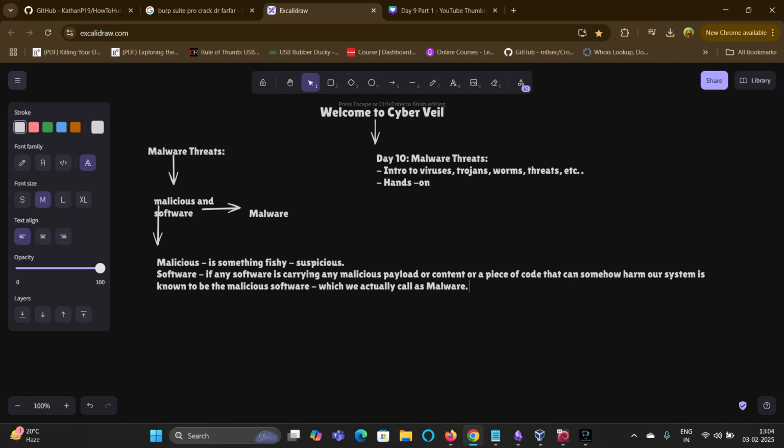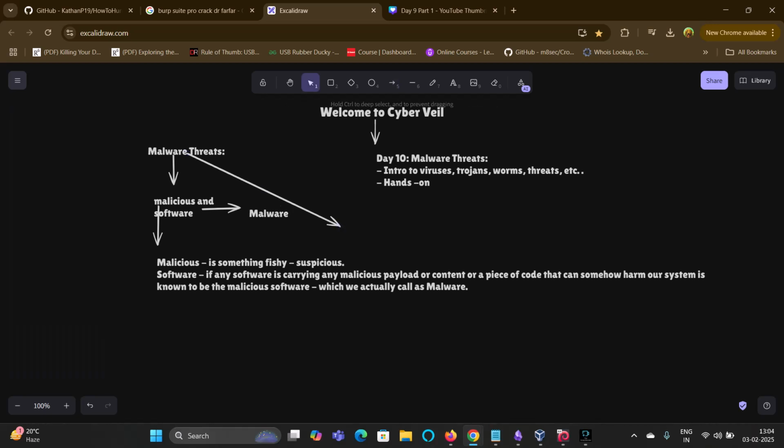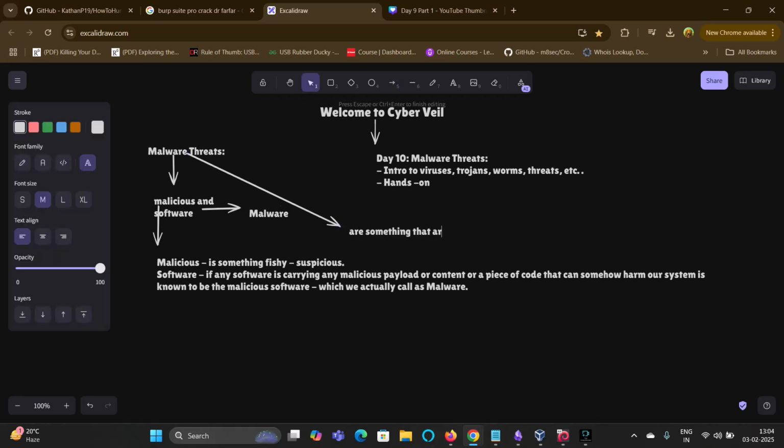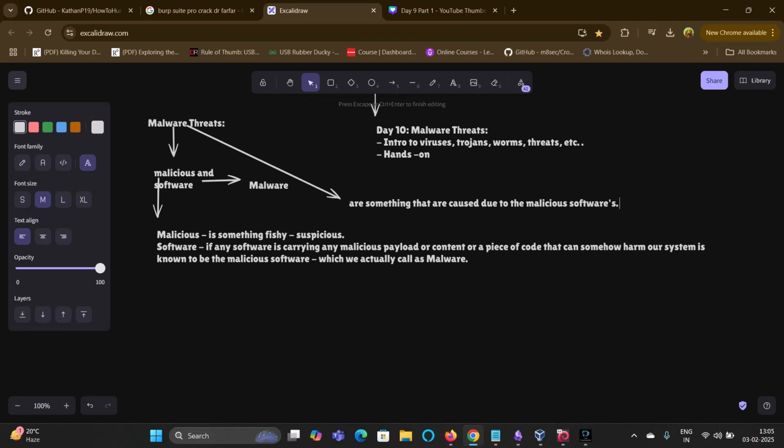So malware threats are something that are caused due to malicious software. These malicious software are kinds of threats, guys. As I have mentioned, these are caused by the installation of malicious software that can cause data loss, or can lead to stealing of the data, or corruption of the data.